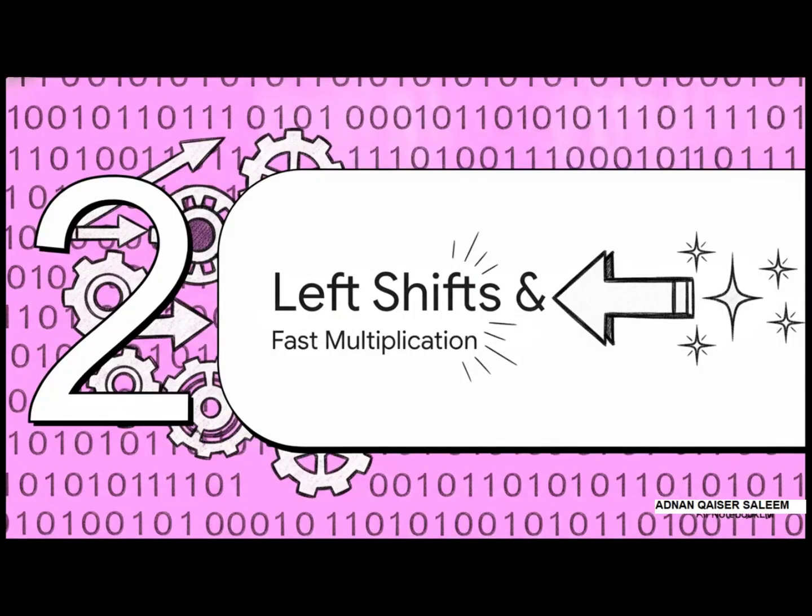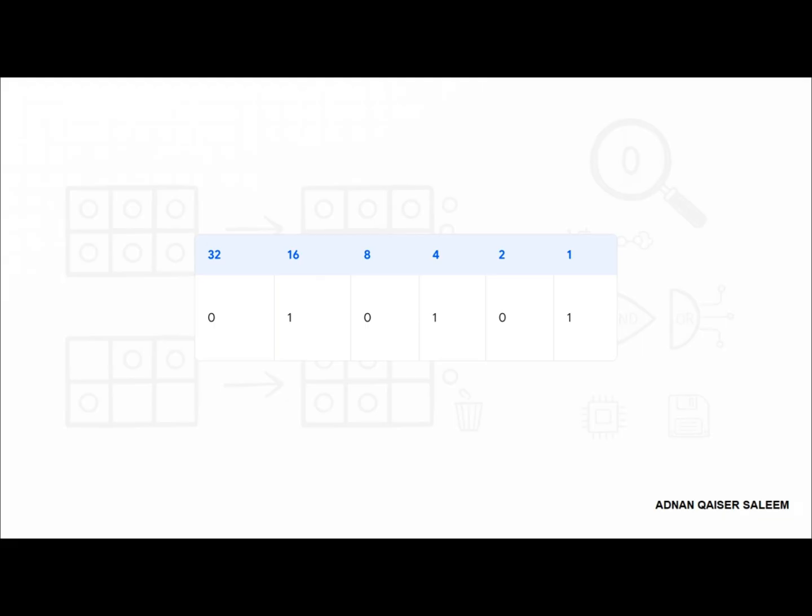All right, part 2, left shifts, which give us fast multiplication. Let's see how this shuffling trick actually works as an instant multiplier. Picture an 8-bit register holding the binary number for 21. If you remember your place values from right to left, we've got a 1 in the 16 column, a 1 in the 4 column, and a 1 in the 1 column. Add those up, 16 plus 4 plus 1, and bam, 21 in denary.